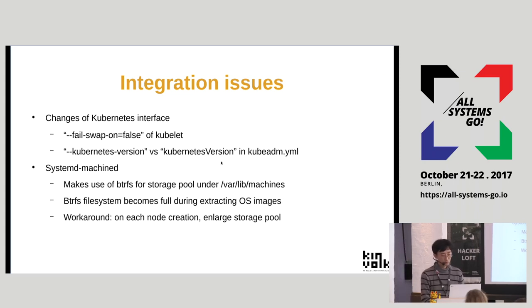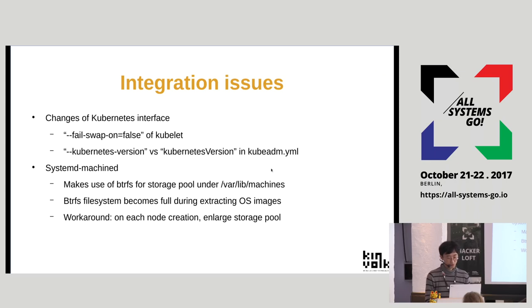The other thing is the Kubernetes version command line option. In the previous version of Kubernetes, only this one was available, but in the recent versions, there is also the Kubernetes version, the second one, in the kubeadm YAML file. In some versions, it was not possible to mix these things. Recently, it was allowed again. Not so interesting topics, but yeah, we need to deal with it.